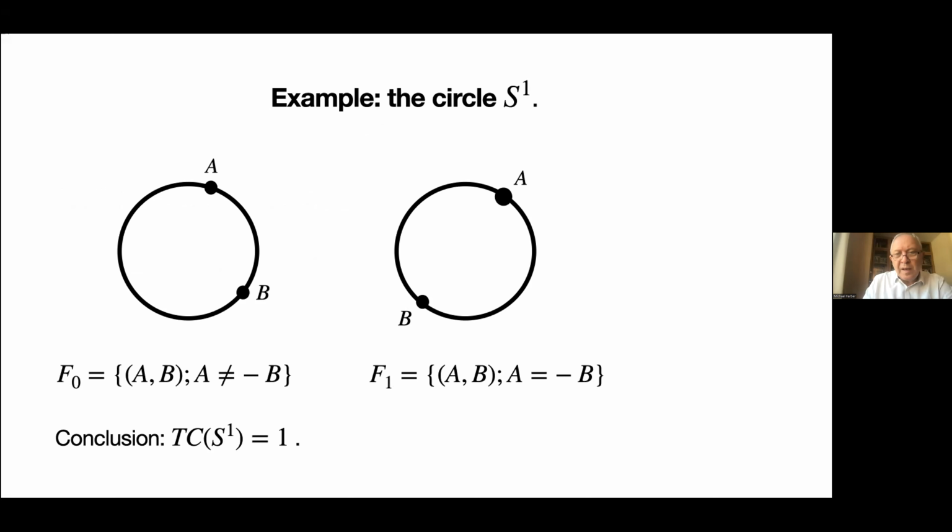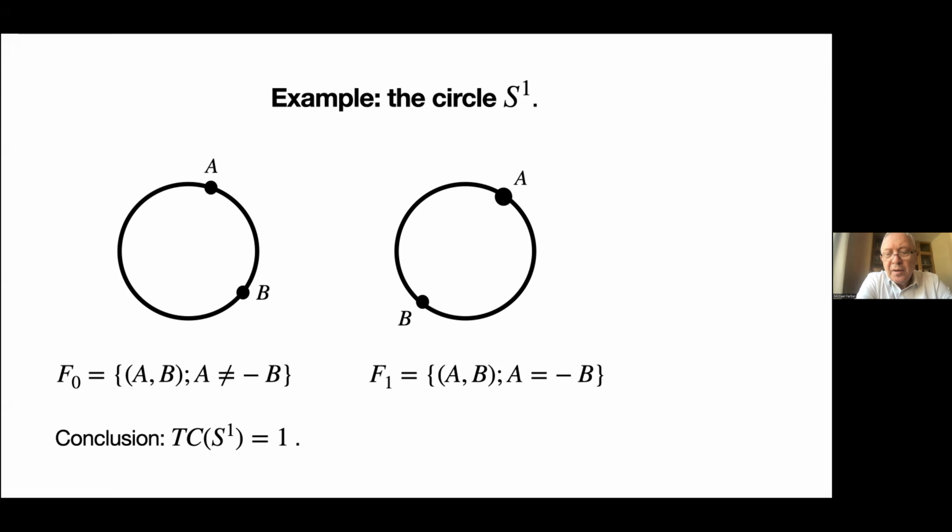Okay, so let's look at examples. The first example is, of course, the circle, the simplest non-contractible space. For the circle, if we want to construct an algorithm of moving from A to B, we can define the first set F0 to be the set of pairs which are not antipodal. If A and B are not antipodal, we can move from A to B along the shortest geodesic arc, and it will be continuous as a function of the endpoints. And the remaining set, let's call it F1, will be the set of pairs which are antipodal.